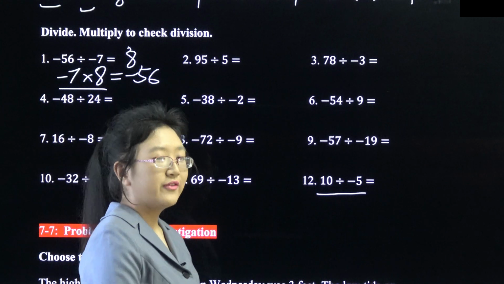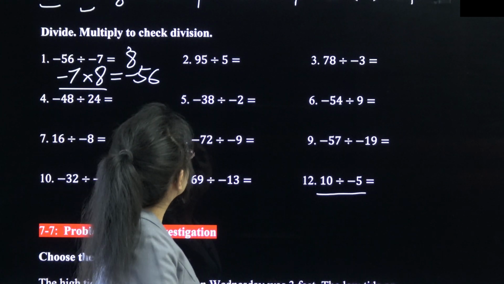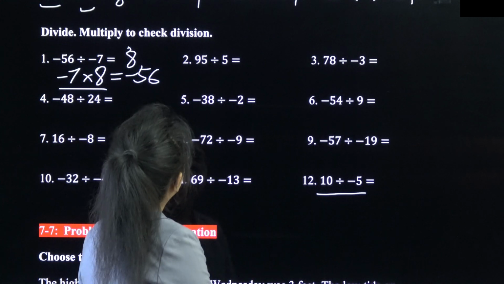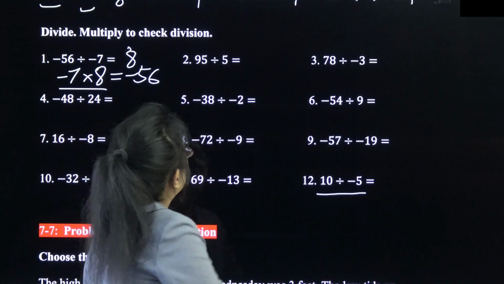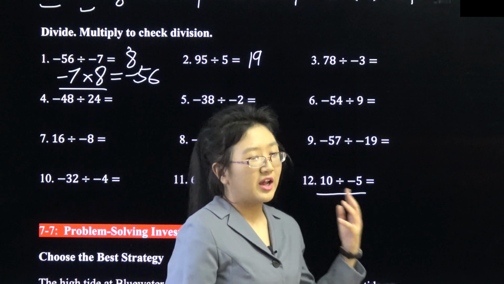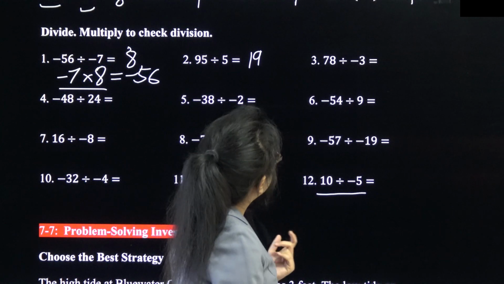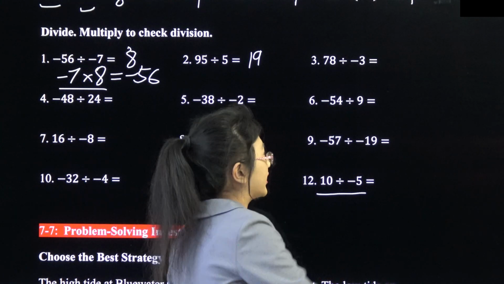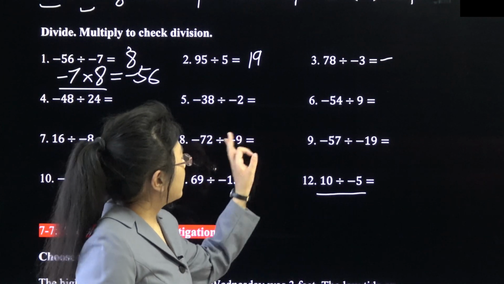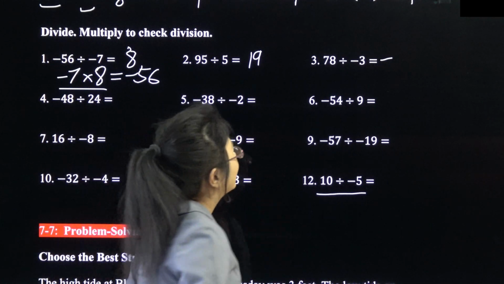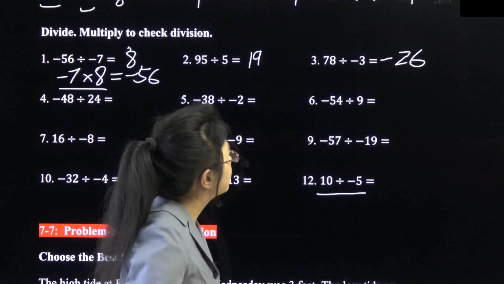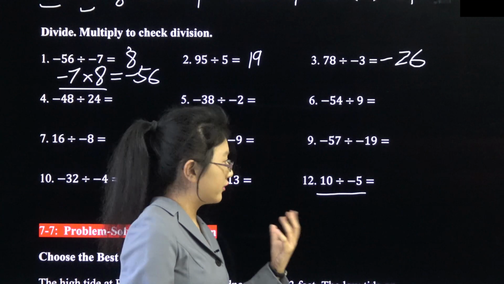95 divided by 5 is equal to, well, both of those are positive integers, so the answer is going to be positive. 95 divided by 5 is equal to 19. 78 divided by negative 3. One of those is positive and one of those is negative, so the answer is going to be negative. Now, what is 78 divided by 3? Well, it's 26. So the answer would be negative 26.